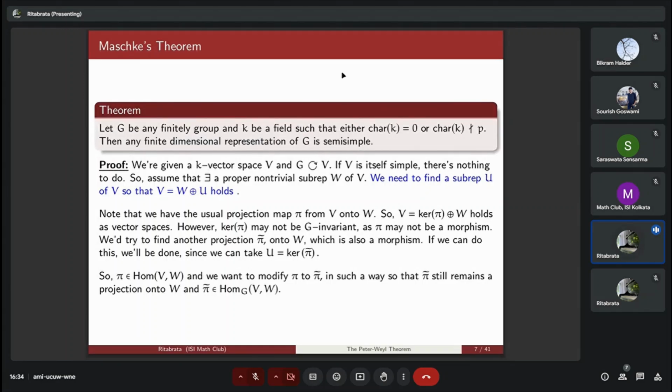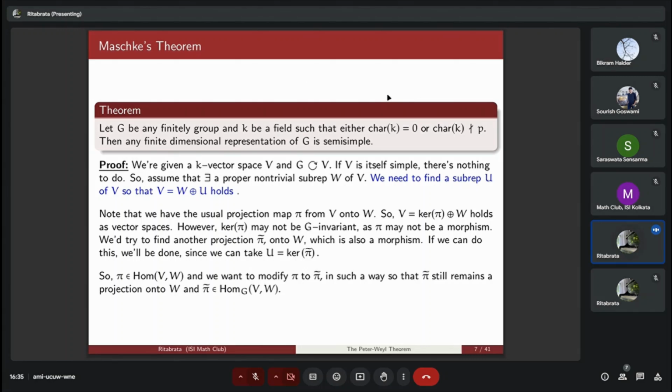So this theorem is called Maschke's theorem. It says that for any finite group G and the field K, so that the characteristic of K is either 0 or it doesn't divide the... it's not p. It should be the size of the group G. It's a typo. So let G be any finite group and K be a field such that either the characteristic of the field is 0 or the characteristic doesn't divide the size of the group. I'll share the slides and fix this typo.